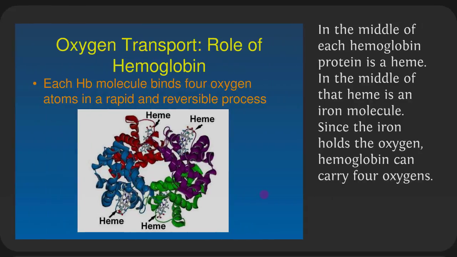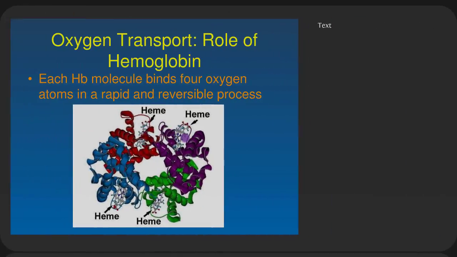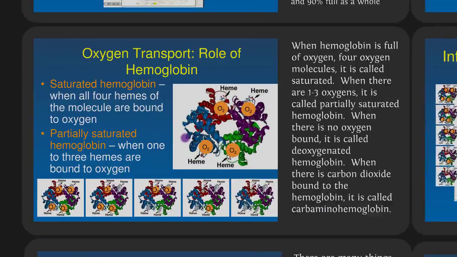In the middle of each hemoglobin protein is a heme. In the middle of that heme is an iron molecule. Since the iron holds the oxygen, hemoglobin can carry 4 oxygens. Should have deleted that one, sorry.